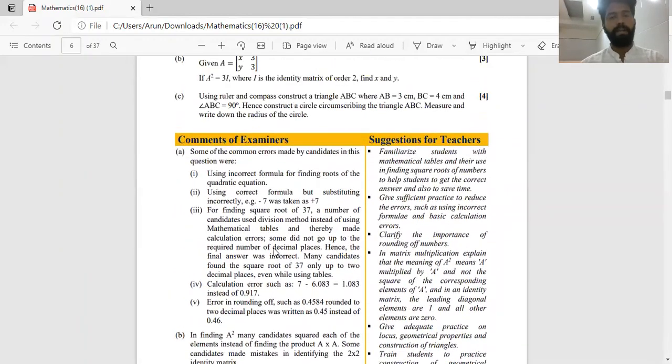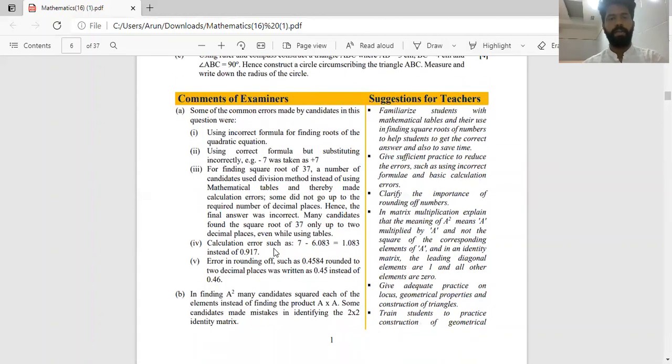That was question number 1B. 1C is from construction, which has now been removed from the portion, so we will not be discussing that.